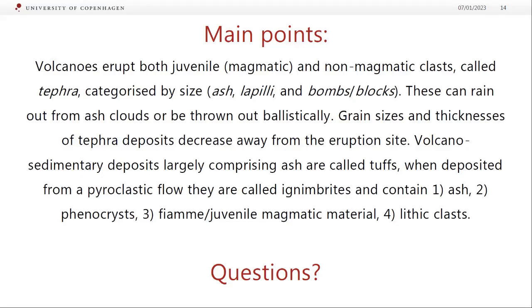Volcanic sedimentary rocks that are largely made of ash are called tuffs, and when you deposit them from a pyroclastic flow, they're called ignimbrites. Four key ingredients of ignimbrite are ash, phenocrysts, fiamme or juvenile magmatic material, and lithic clasts. Does anyone have any questions about that section?